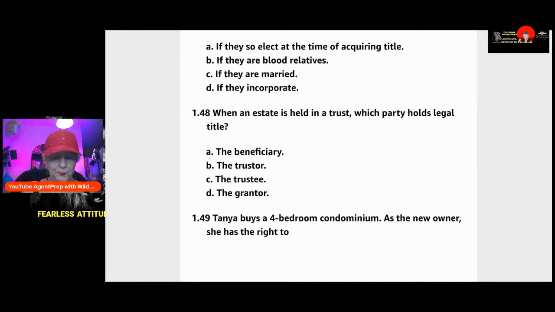No one? Okay, the answer here is the trustee. So the beneficiary is the lender. The trustor is the borrower, the new owner. The grantor is the one that sold it.